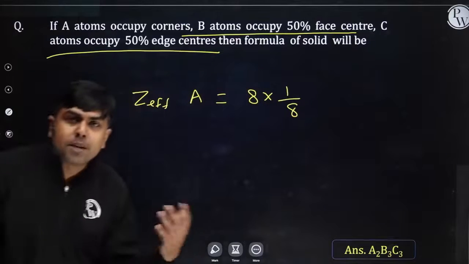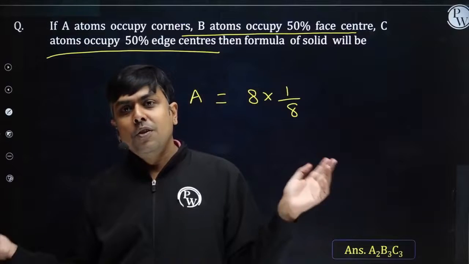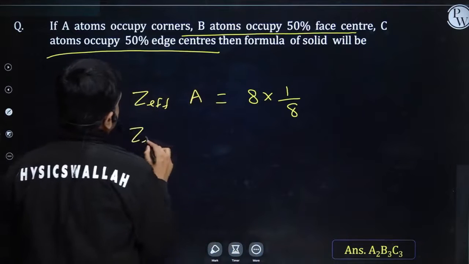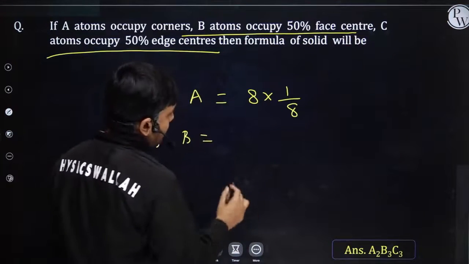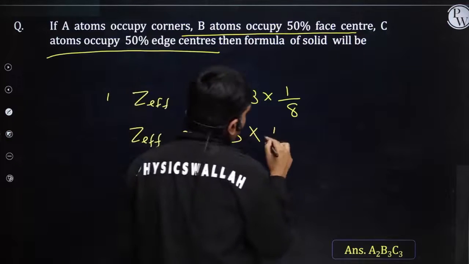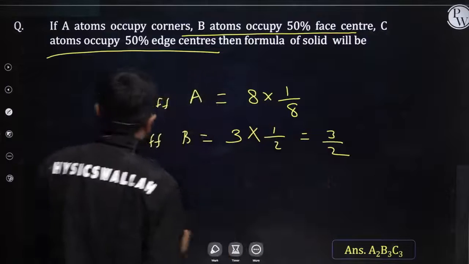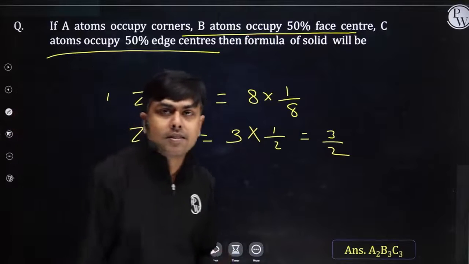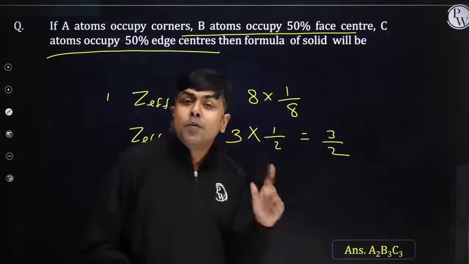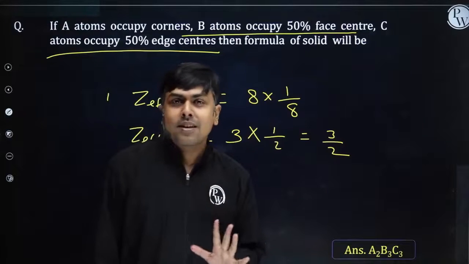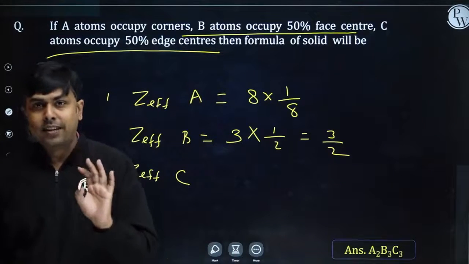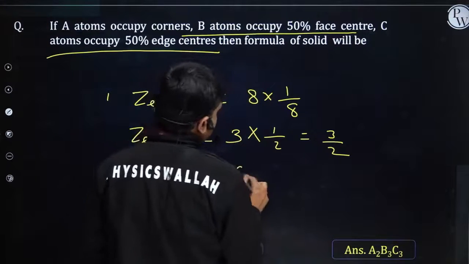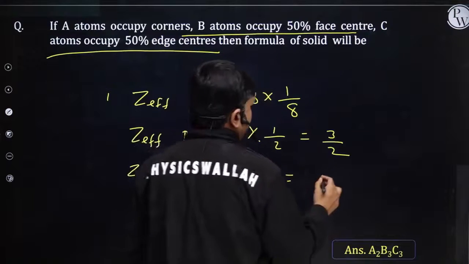B atoms occupy 50% face center. There are 6 face centers, so it's present at only 3 face centers. Z effective for B: 3, and each face center has a contribution of 1 by 2, so it's 3 by 2. Z effective for C. C atoms are present at 50% edge centers. There are 12 edges, so 50% of edge centers is 6. So C atoms are present at 6 of the edge centers, and each edge center has a contribution of 1 by 4. So Z effective for C, 6 into 1 by 4. Once again, it's 3 by 2.